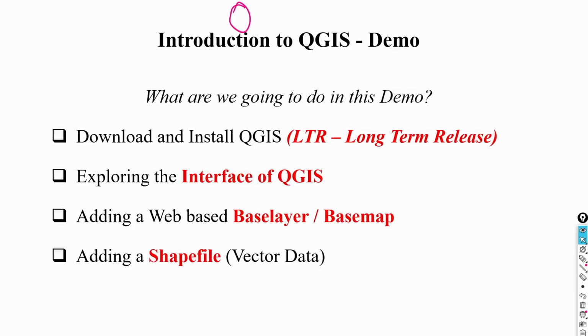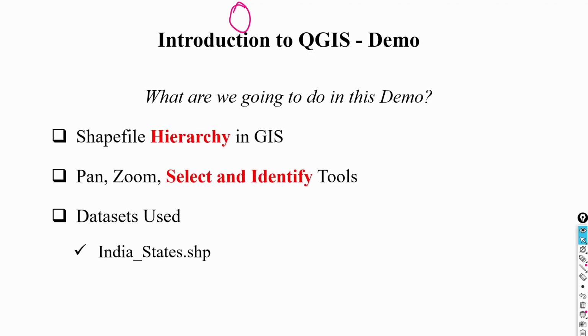Quickly we will see whether we have covered the required things for this lecture. We have seen the download and install of QGIS, then exploring the interface of QGIS, adding base maps, adding shapefiles, then the hierarchy of a shapefile or vector data, and then panning, zooming, selecting and identifying tools.